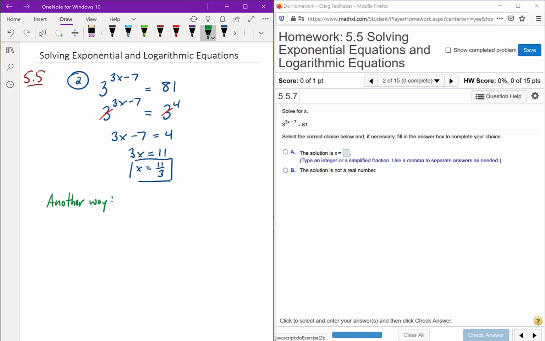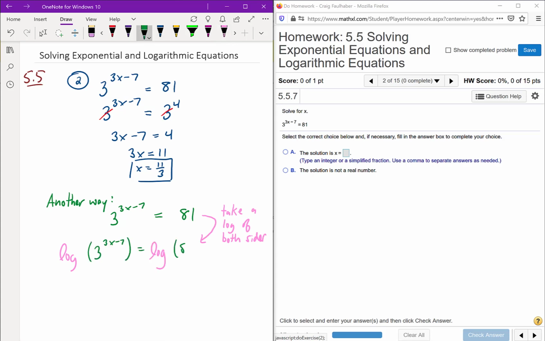Now this trick of getting the same base on either side of the exponential equation works in very few cases. So I'm going to show you a more general way to solve exponential equations using this same problem. In general, when we have an exponential equation, one step that we're going to do to solve it is to take a logarithm of both sides. So we can just write log in front of the left side of the equation and also in front of the right side of the equation.